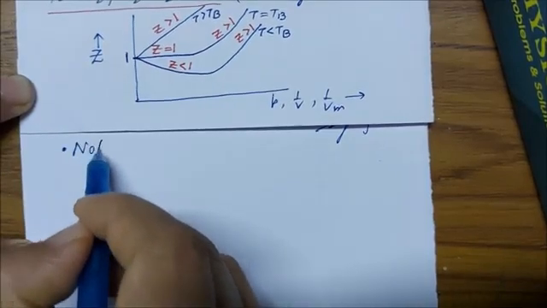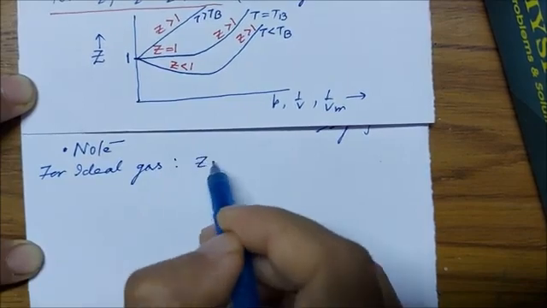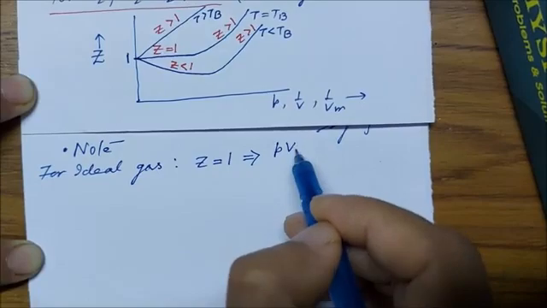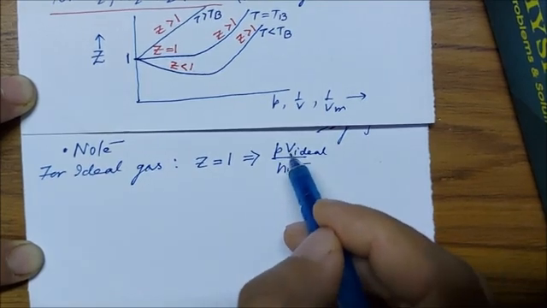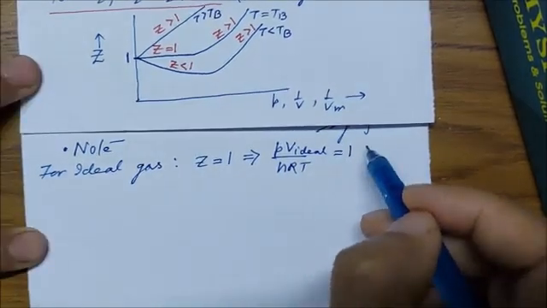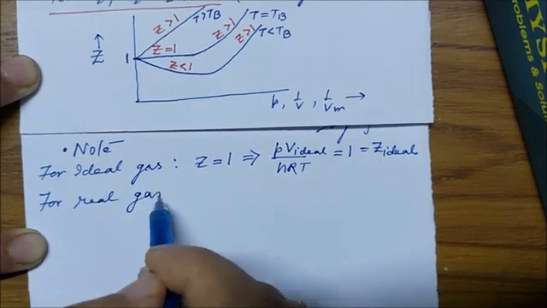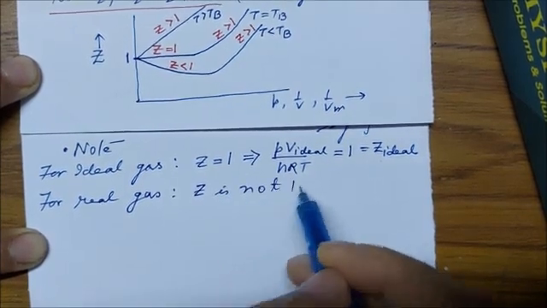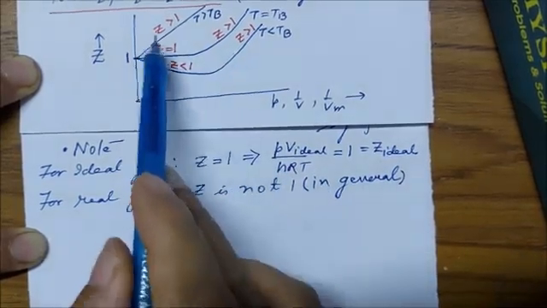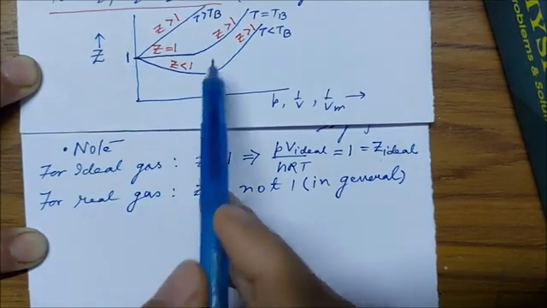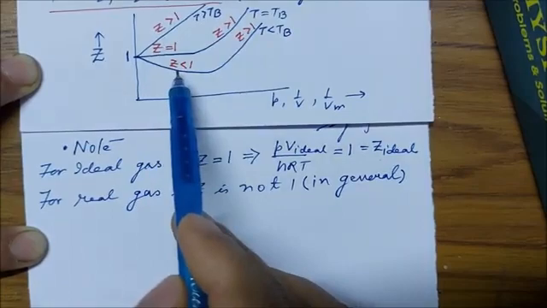Let us note that for ideal gas, Z is equal to 1, which means the ratio PV by nRT, where V is the ideal gas volume, is equal to 1. This is in fact written as Z ideal, and for real gas Z is not 1 in general, as evident from this plot. Only up to a certain range of pressure at Boyle temperature Z is equal to 1 for a real gas. In all other cases, Z is either greater than 1 or less than 1.